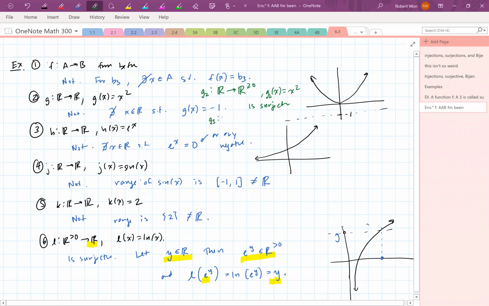But it's back. I could define a new function, G3, from, say, just the non-negative reals to the real numbers defined by G3 of x equals x squared. This function would be injective, but not surjective. But again, it's a different function.